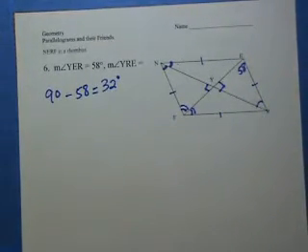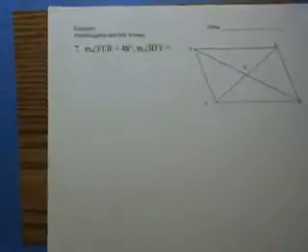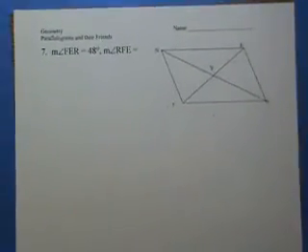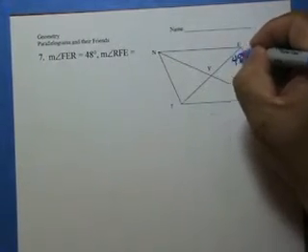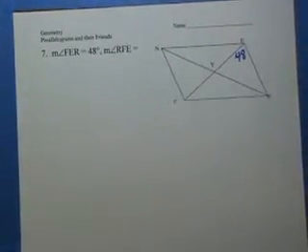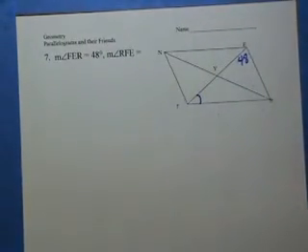So the answer to number 6 is 32 degrees, because it's 90 minus 58. Okay, that's question 6. Question 7. It's a rhombus question again. This time we're given angle FER is 48. That's this one here. Angle RFE is this angle over here.